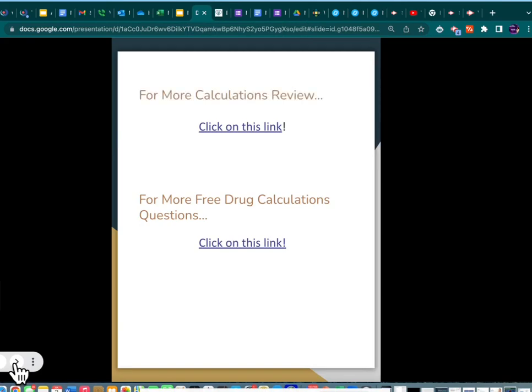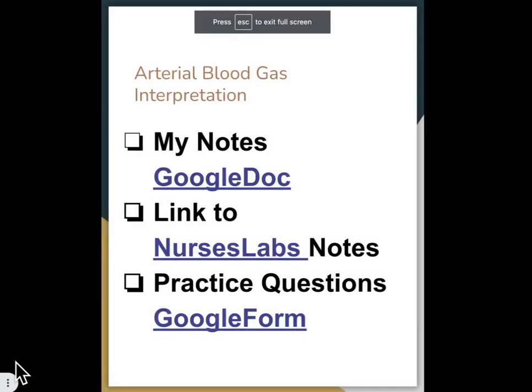All right, and then stay tuned for my arterial blood gas interpretation notes, where I will give you a little mini lecture on how to manage your ABGs. Okay, your ABG questions where you're being asked about metabolic acidosis, metabolic alkalosis, respiratory acidosis, and respiratory alkalosis. I'll be happy to dig into that topic in my next lesson.